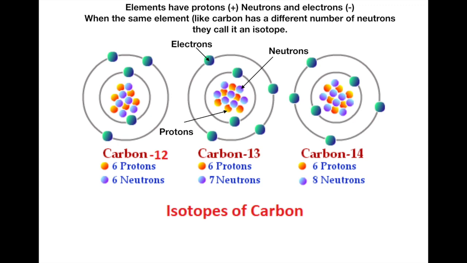When the same element, like carbon, has a different number of neutrons, they call it an isotope. And we're going to hear that fancy word several times, isotope. So these three pictures down here are all isotopes, because if you notice, with carbon-12, we have 6 neutrons. But with carbon-13, we have 7 neutrons. But with carbon-14, we have 8 neutrons. So because the number of neutrons we have each time changes, they are known as isotopes. They are all the element carbon, however, they have a different number of neutrons, which makes them isotopes.